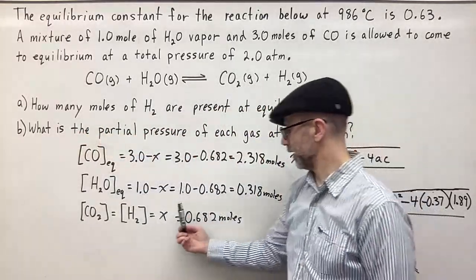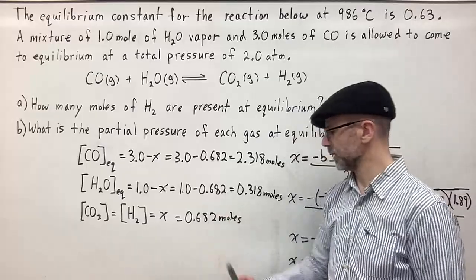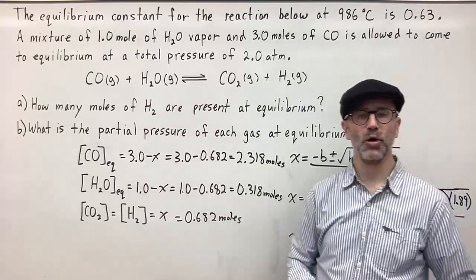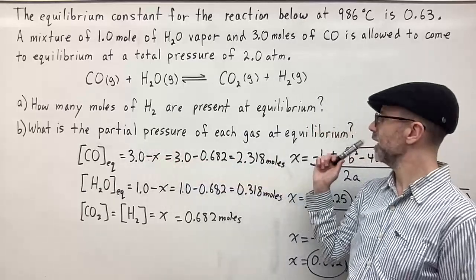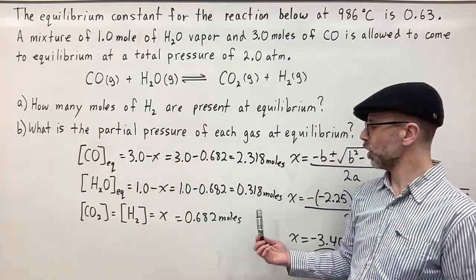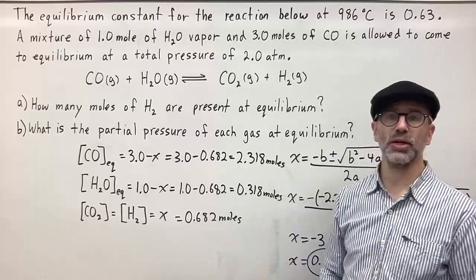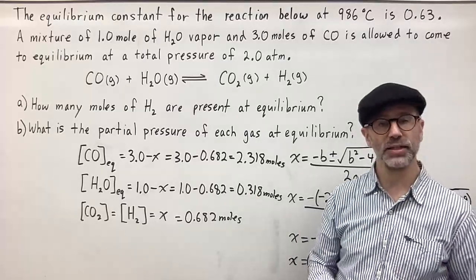So we now have the answer to the first question, how many moles of H2 are present at equilibrium, and our answer is 0.682 moles. Now we can go to the next question, which is what is the partial pressure of each gas at equilibrium? And so this is where the moles are going to come in, because we're going to have to use the mole fraction to help us do that.